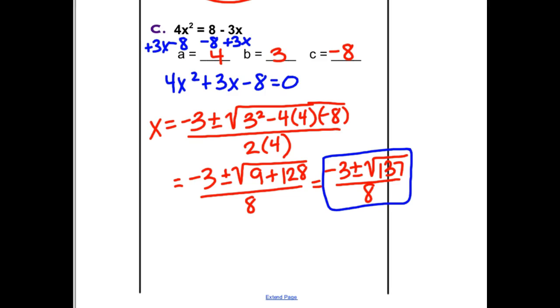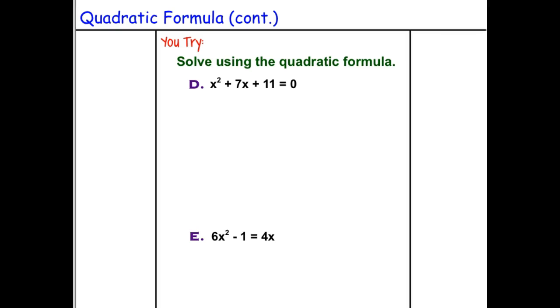So now you get to try. We have these two U-try problems, one with everything on one side and one with everything kind of mixed up. Neither of them are factorable, so you do have to use the quadratic formula to do so.